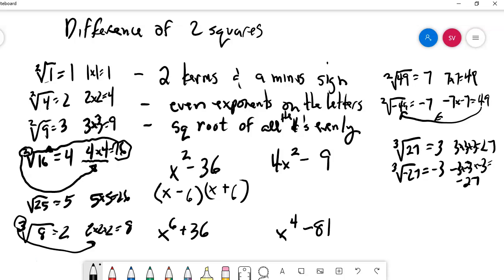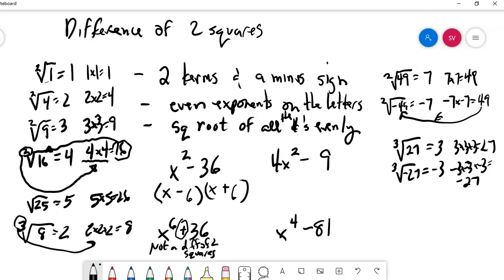Let's look at this problem right here, x to the 6 plus 36. I have 2 terms, an even exponent. I could take the square root of 36. However, there's a plus sign. You cannot have a plus sign. It has to be minus. So this is not a difference of 2 squares.